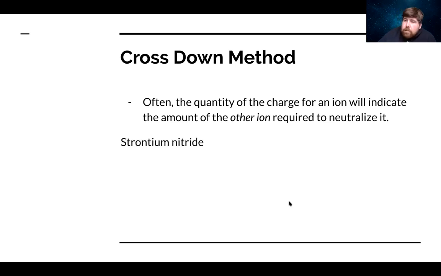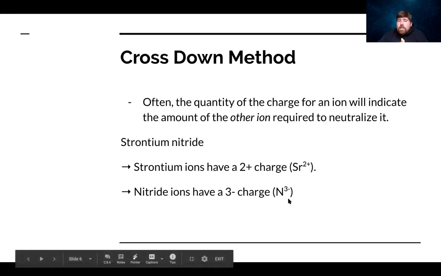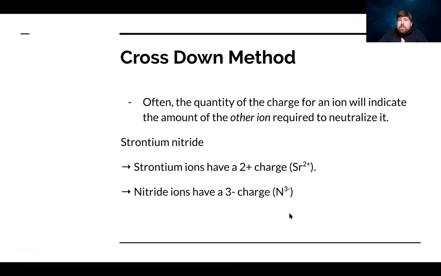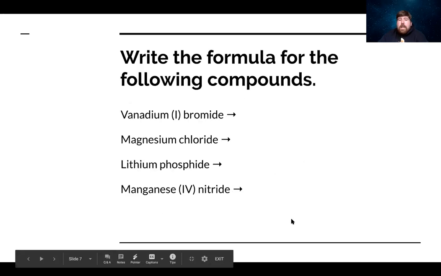So for example, let's look at strontium nitride. Strontium is in the second column, so it has a charge of 2+. Nitride has a charge of 3-. If you look at the value, the quantity 2 and 3, that will tell you the amount of the other ion that you need. So it looks like we will need 3 strontiums and 2 nitrogens in the formula for strontium nitride. The formula should be Sr3N2.